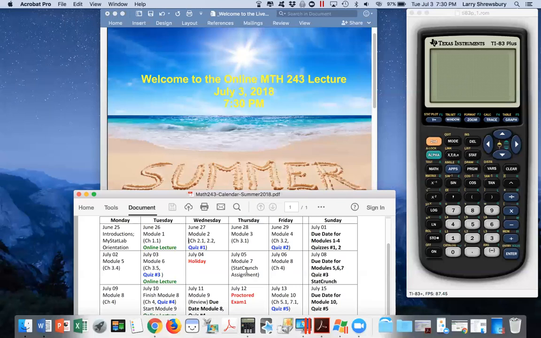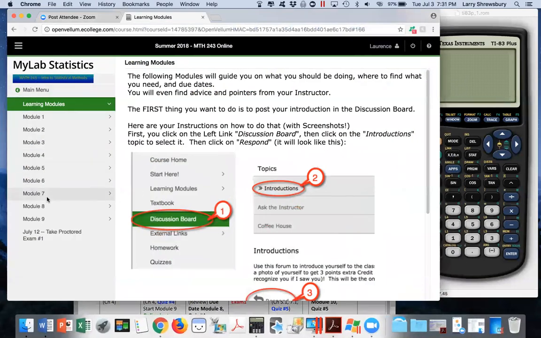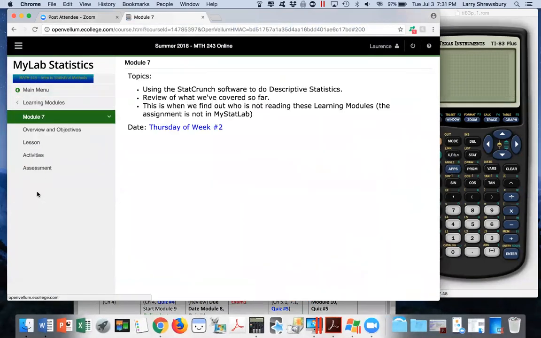So let's begin. When you get to the Statcrunch assignment, it's going to allow you to review all the things you've done up to that point. Let's get over to Learning Module 7. This isn't a typical homework or quiz type thing that you do on MyStatLab. You can only access it through Module 7.